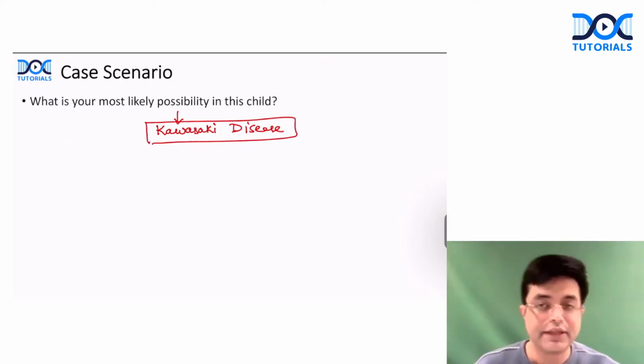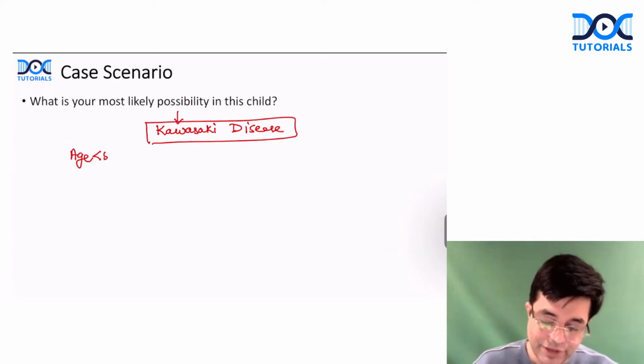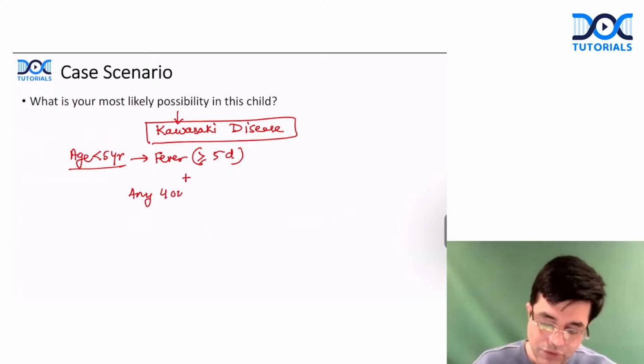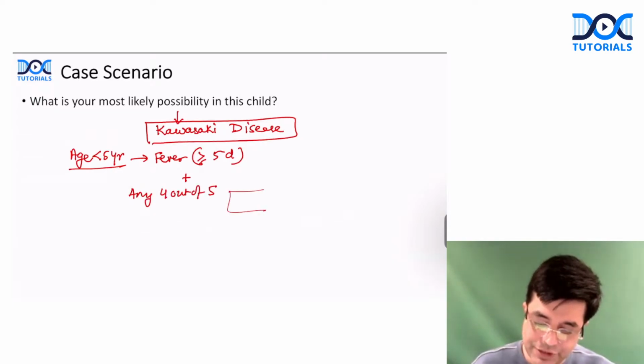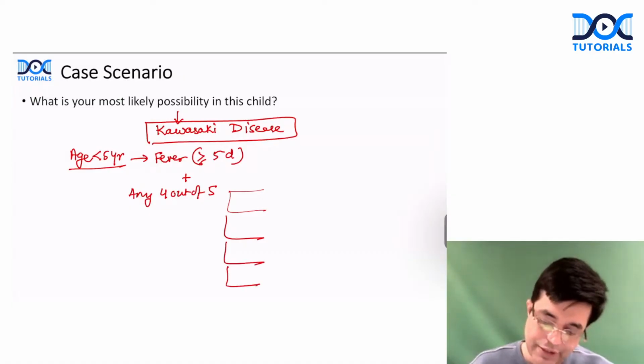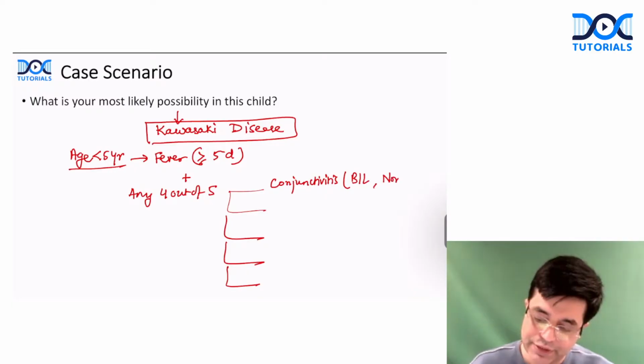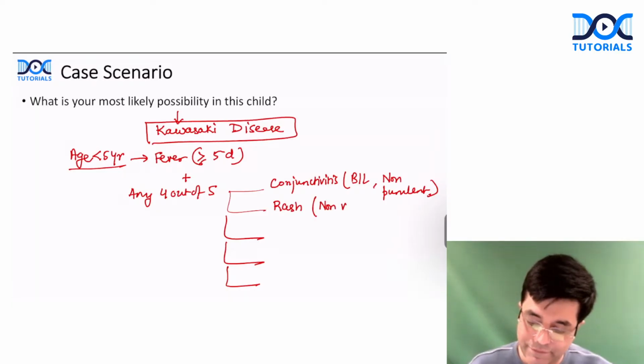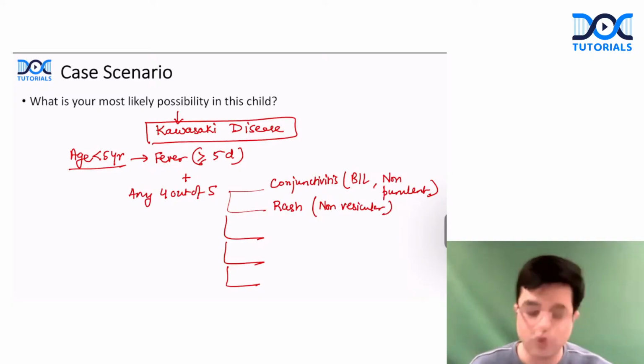In Kawasaki disease, it is always a child less than 5 years who is having fever lasting 5 days or longer, unresponsive to antibiotics, high grade fever coming daily, along with any 4 out of 5 features. What are these 5 features we think of? The patient will have conjunctivitis. It should be bilateral non-purulent conjunctivitis. Your patient will have a rash. It will be a non-vesicular rash. There should be no vesicles, no bullae present in the patient.